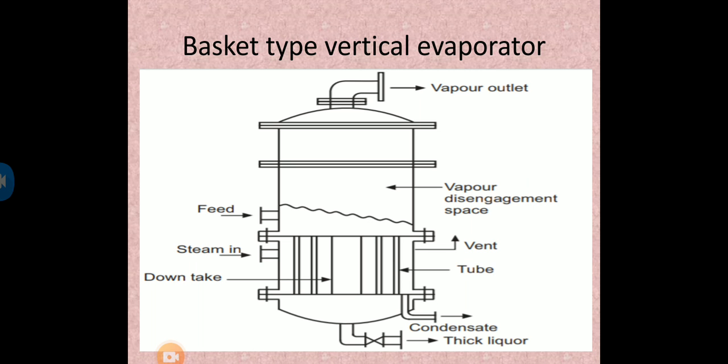The tube bundle can be removed for the purpose of cleaning and maintenance, and thus basket evaporators are more suitable than standard evaporators for scale forming solutions. The vapor generated strikes a deflector plate fixed close to the steam pipe that reduces entrained liquid droplets from the vapor.